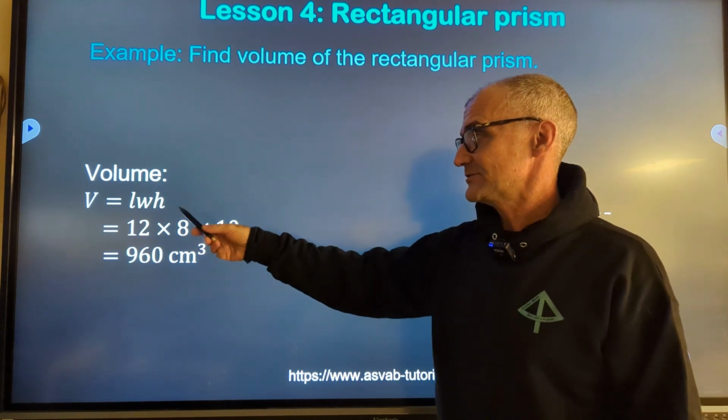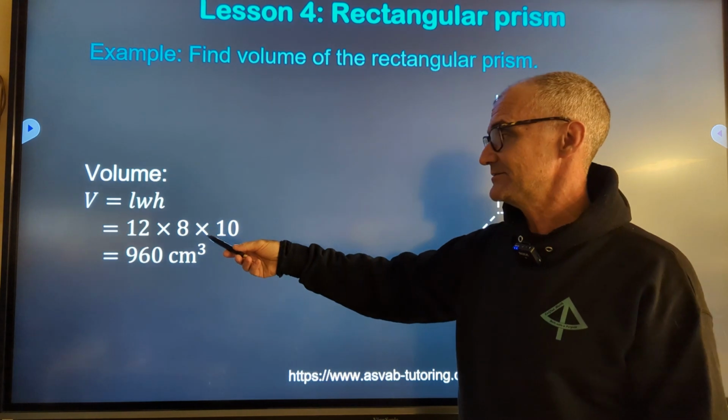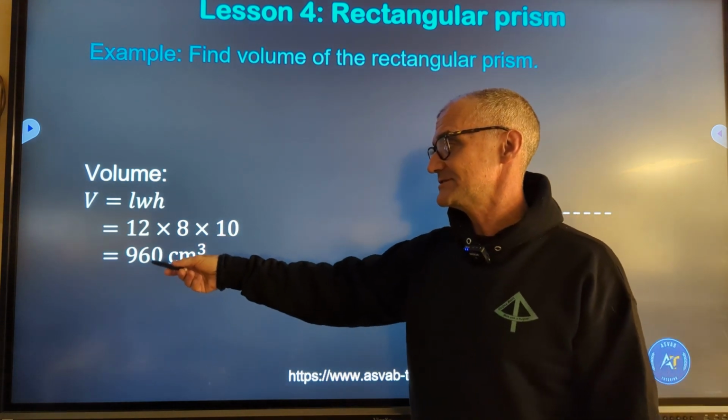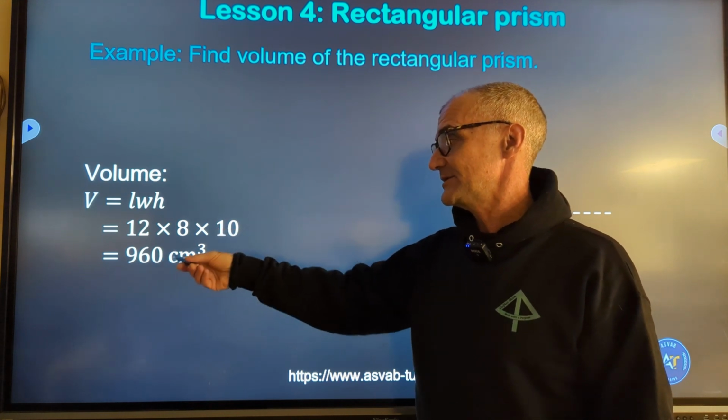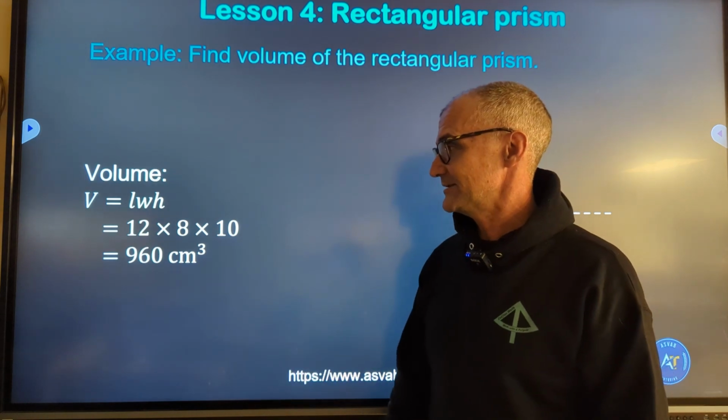All in centimeters. So 12 centimeters times 8 centimeters is going to give you 96 centimeters squared. 96 times 10 gives you 960 cubic centimeters. That cube is telling me I'm talking about volume, a three-dimensional measurement here.